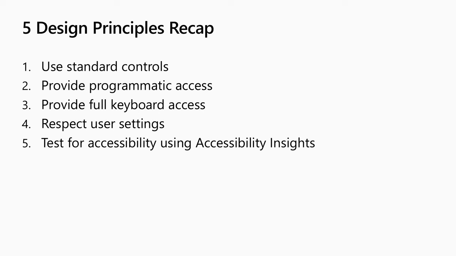The 5 design principles that you can take today are: use their standard controls. Remember, they give you a lot of the accessibility work for free. Then provide programmatic access for any custom control or customizations to a standard control that you provide in your experiences. Make sure that everything in your application is fully keyboard accessible. Respect the ease of access settings that customers have that the platform, in this case Windows, provides for them. And last but not least, test for accessibility using Accessibility Insights.